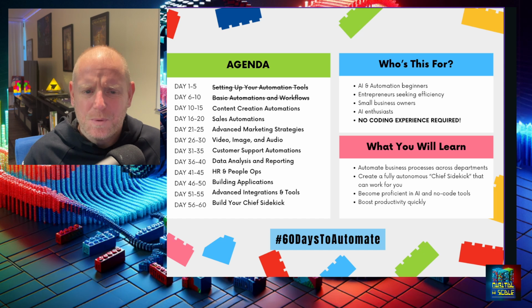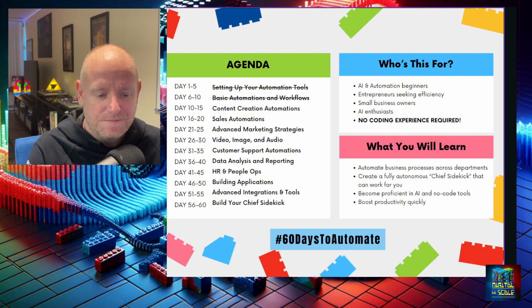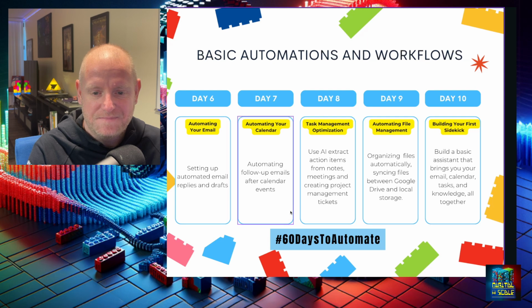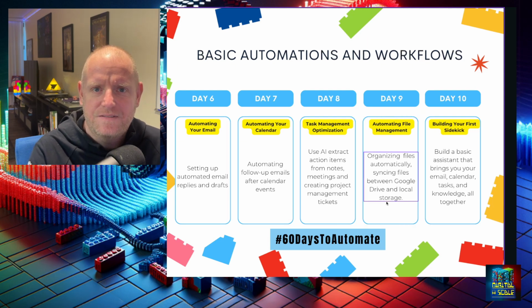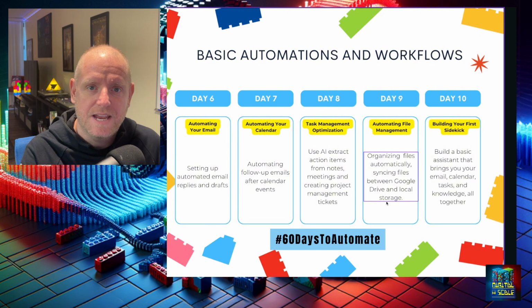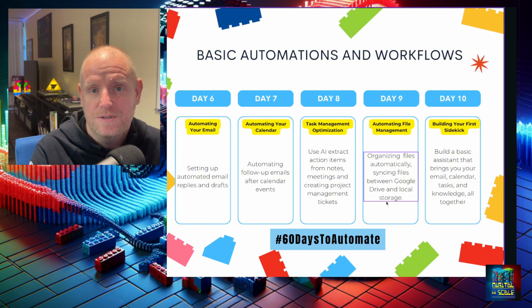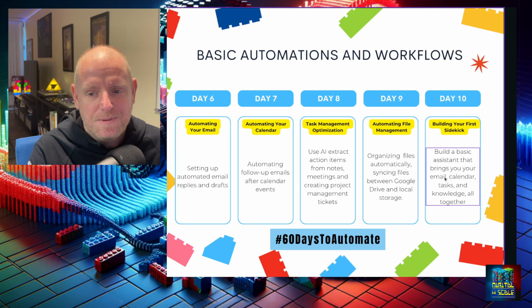So we've already set up our automation tools. We created a basic assistant that can summarize our emails, check when we're available. We can have it create tasks for us in Airtable, and even help us find files and summarize and use AI to help with our file management. And then we built a Sidekick yesterday, bringing it all together.